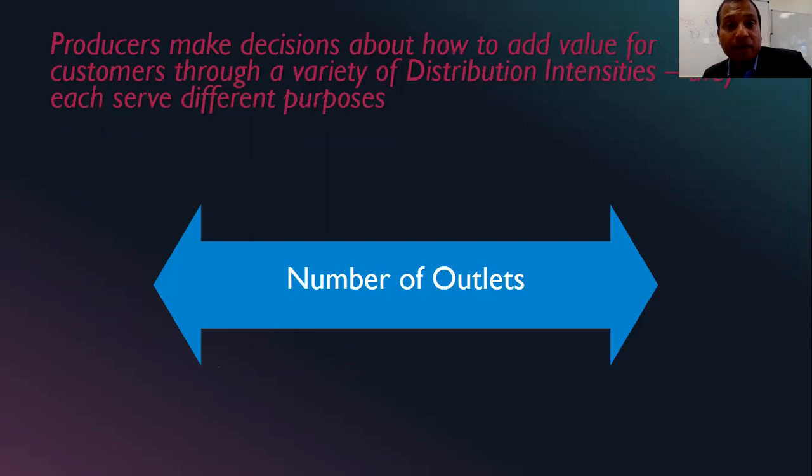Okay. Now we have something which is known as number of outlets. Means how many, what should be the distribution intensity. The producer makes decisions about how to add value for customers through a variety of distribution intensities, each serving different purposes.